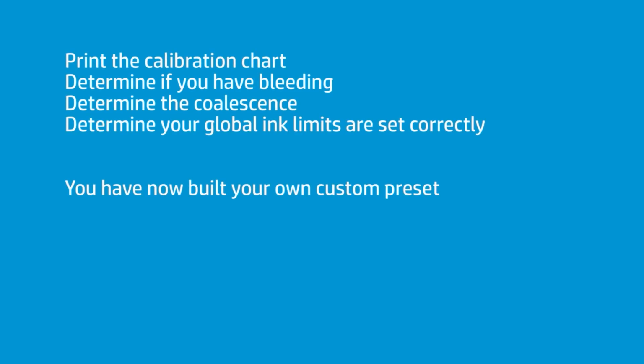You print the calibration chart, you determine if you have bleeding, you determine if you have coalescence, and you determine if you have your global ink limits correctly. The next 2 charts are automated. You just hit color calibrate and then ICC profile and you're good to go. You have now completely built a custom preset for your specific media, and you can do that on any number of medias.